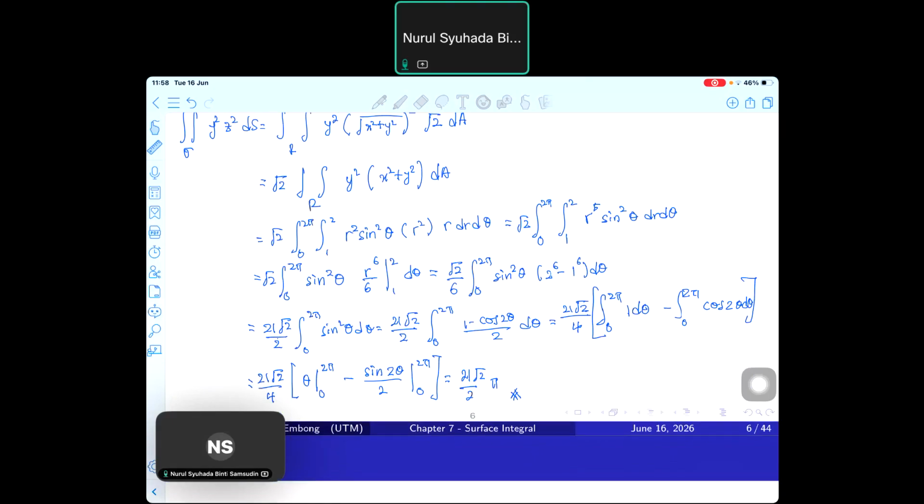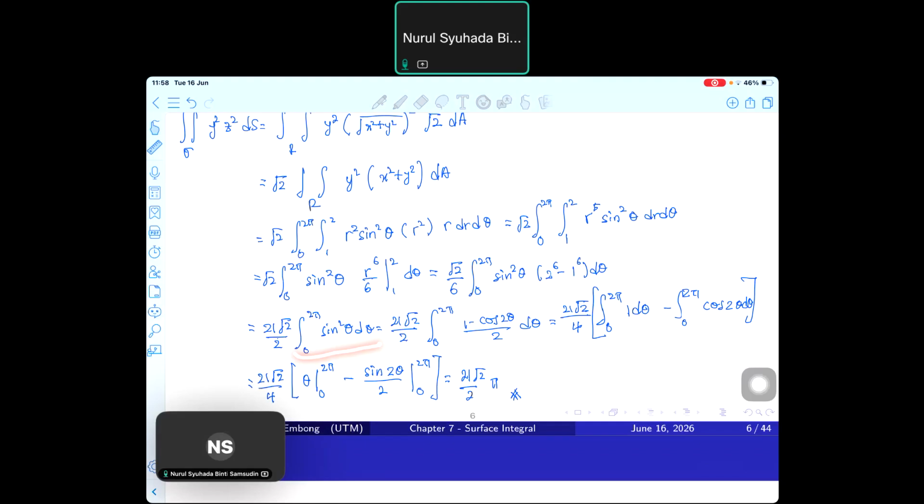Now we are going to evaluate the integration. So the integration of r to the power of 5 will become r to the power of 6 over 6, and evaluate this value from 1 to 2. We have this 2, and do some simplification. This constant with the constant outside here, you will get this number. So now we are ready to evaluate the sine integral, the sine squared over here.